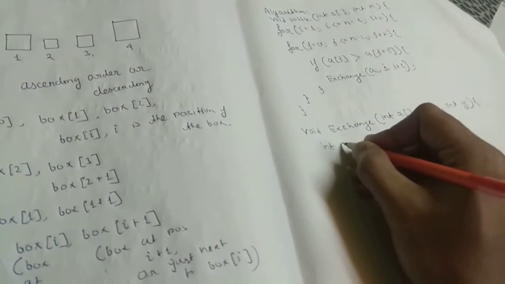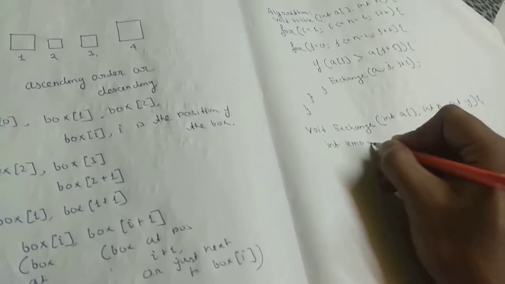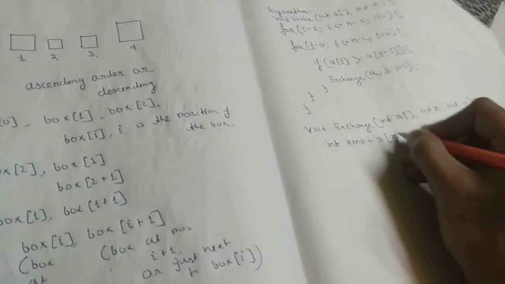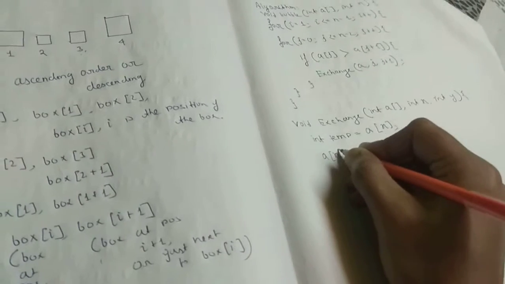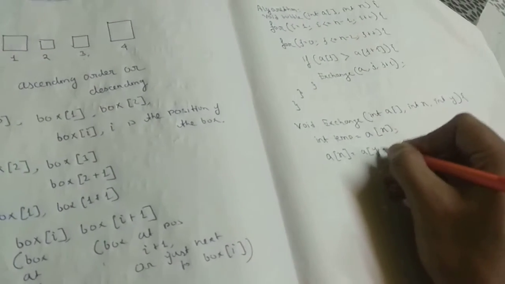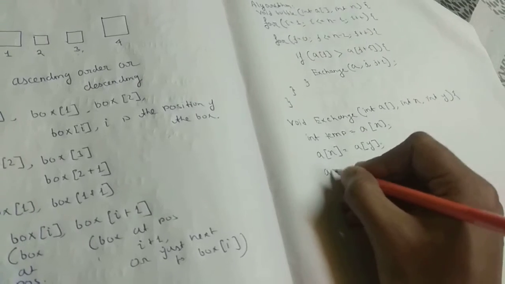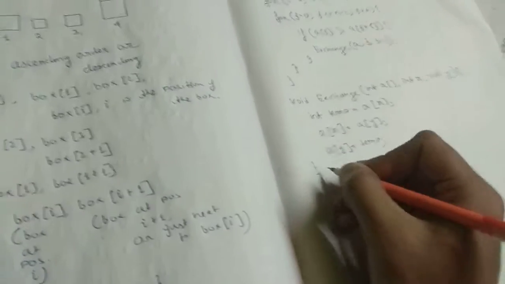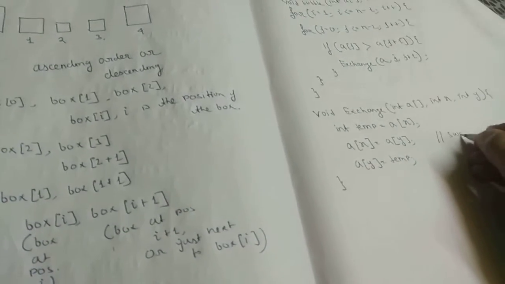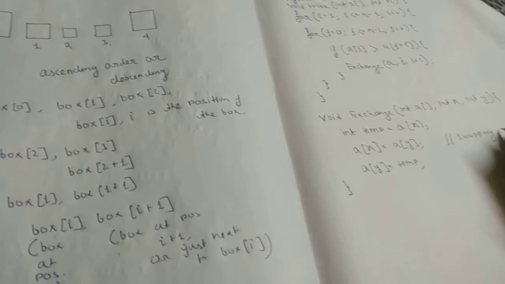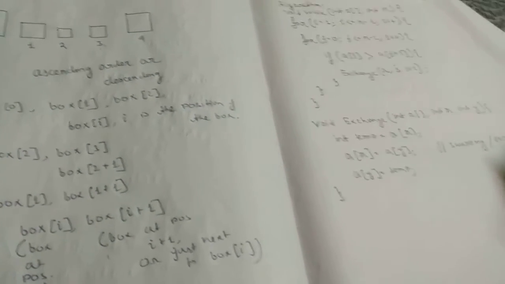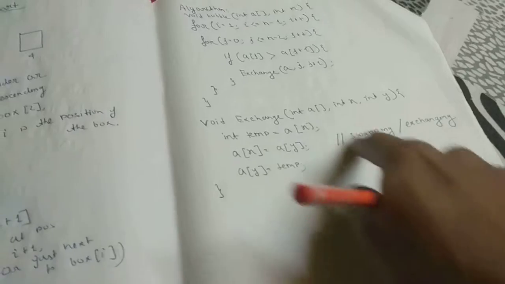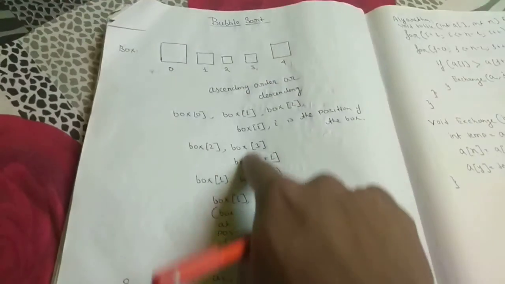Now I need to simply create a temporary variable, int temp equals a of x. A of x is a of y, and a of y is temp. Fine. This is just a swapping procedure, or you can say an exchanging procedure. This is where the actual swapping or the exchanging of the two numbers will take place. So you have understood how the bubble sort algorithm works.